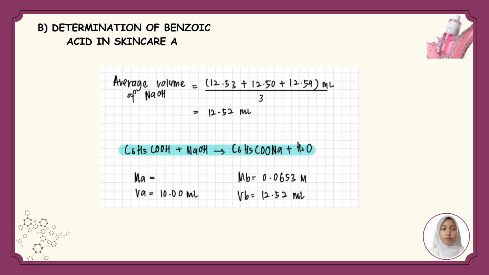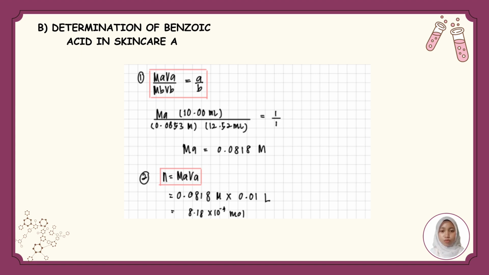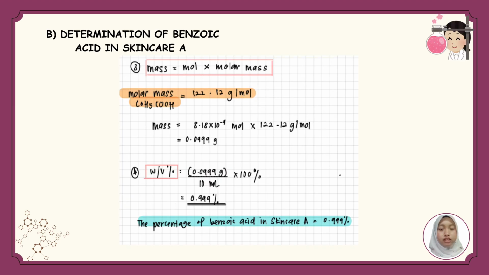Let's move on to the determination of benzoic acid in skincare A. First, we use the formula MAVA over MBVB equals a over b, and we insert the values of VA, MB, VB to find the MA. And we get MA equals 0.0818 molar. Step 2, we find the moles of benzoic acid equals MAVA, and we get 8.18 multiplied by 10 power of -4 mole.